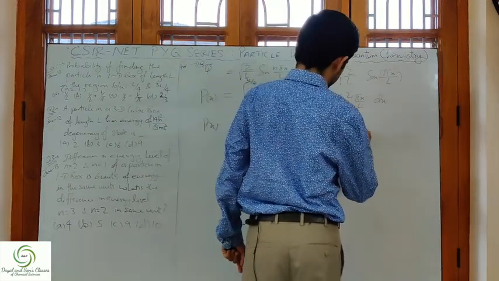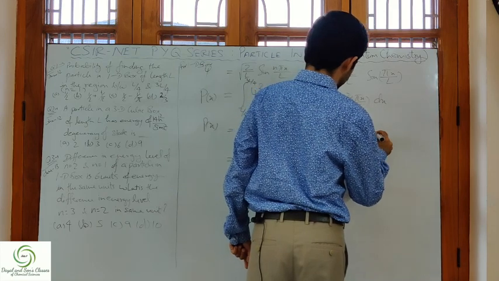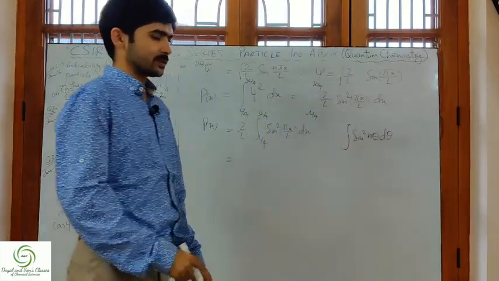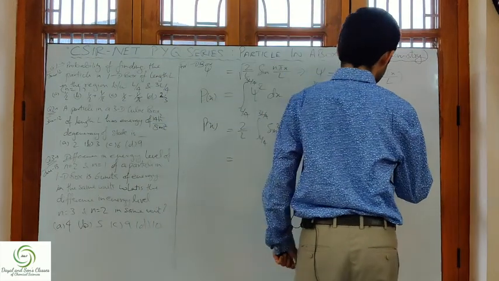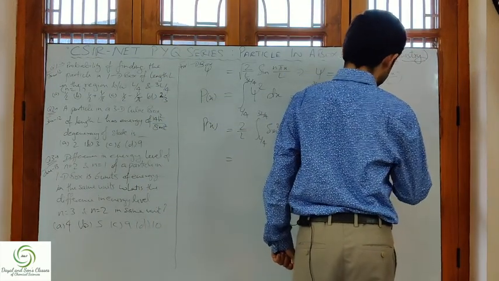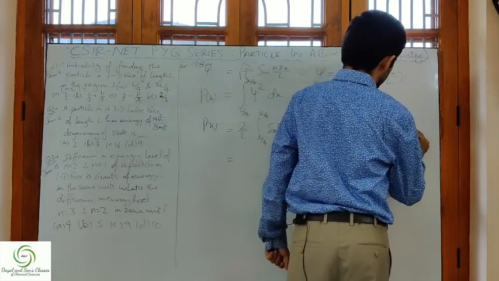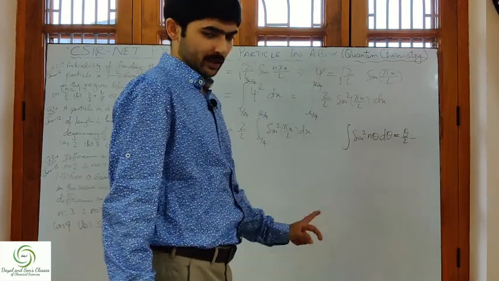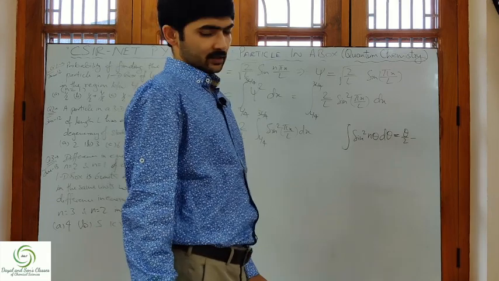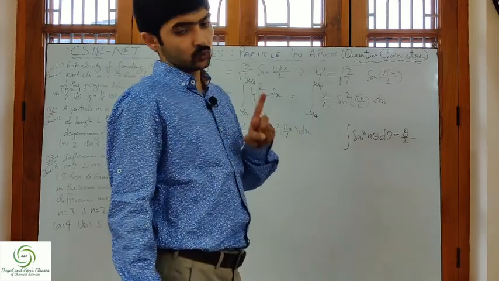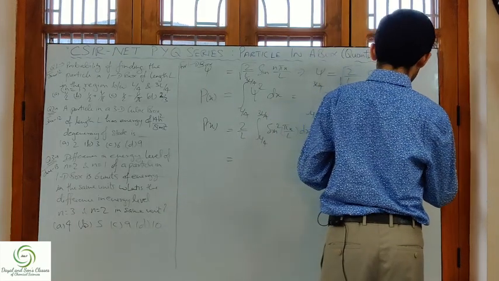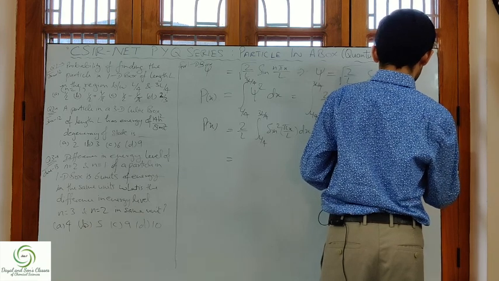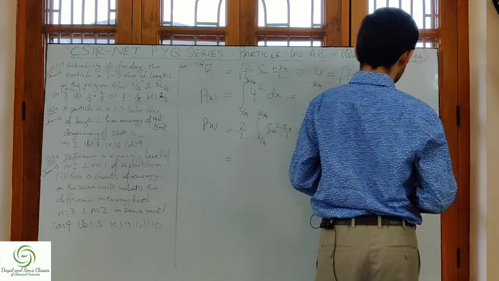Now if we have the integration of sine square theta with respect to theta, the integration will be equal to theta by 2, remember that, theta by 2 minus 1 upon 4 sine 2 theta.